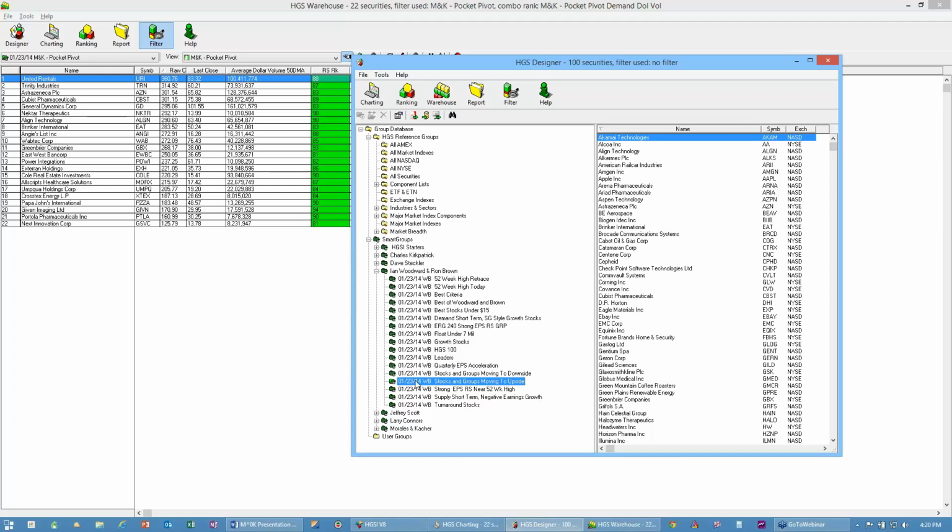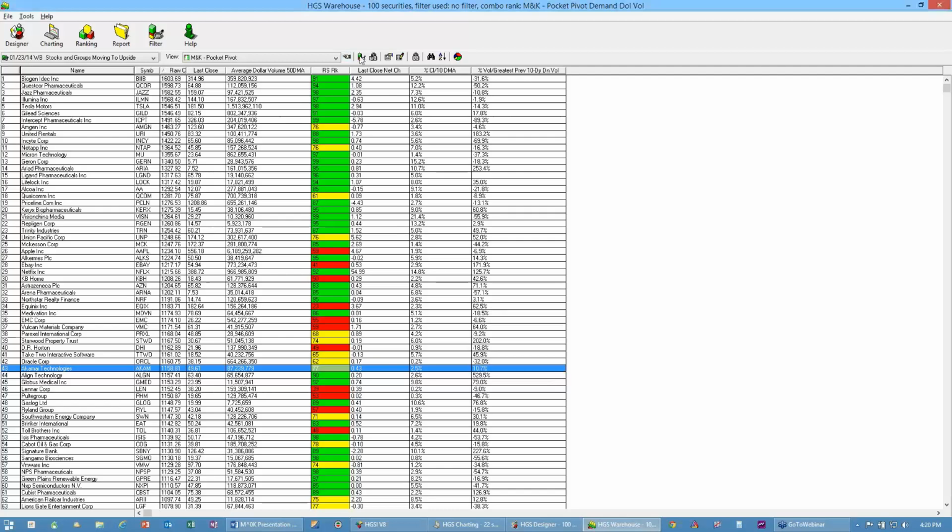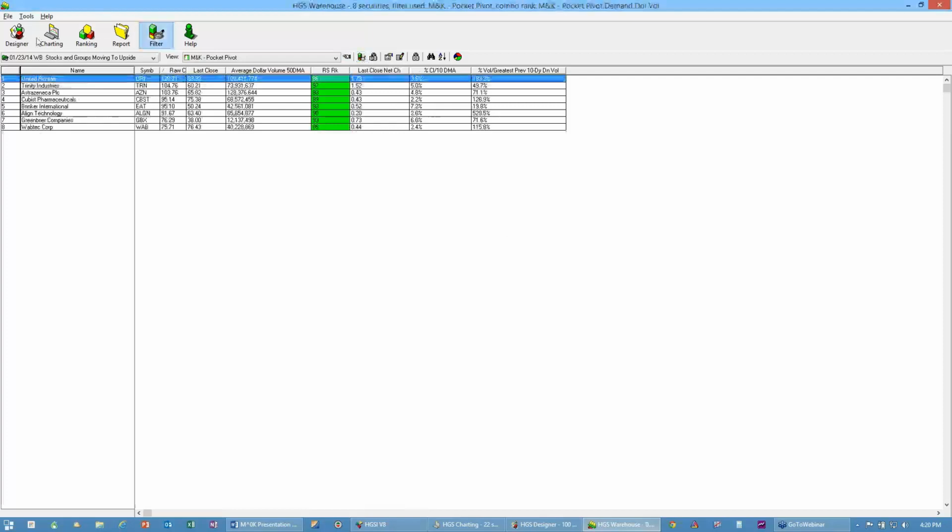So using this as a base group, I'm going to click back through to the warehouse, and then I am going to apply the pocket pivot filter by clicking on that, and notice that the 100 securities have gone down to 8 securities. So what is this telling us? It's telling us that these are stocks and groups that are moving to the upside. That particular combo selects from a list of 2,000 stocks and takes the top 100 stocks that are moving up based upon that original combo that I showed you.